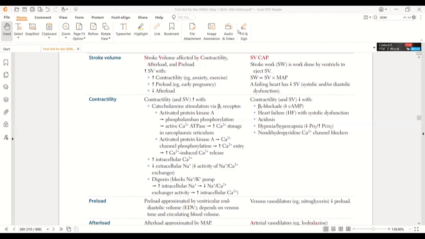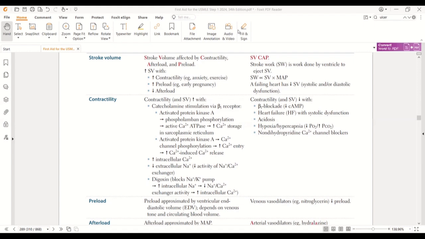So any other use of digoxin? Yes, it's used in tachycardia, in atrial fibrillation. Atrial fibrillation, right? So the mechanism of digoxin is super high yield, right?